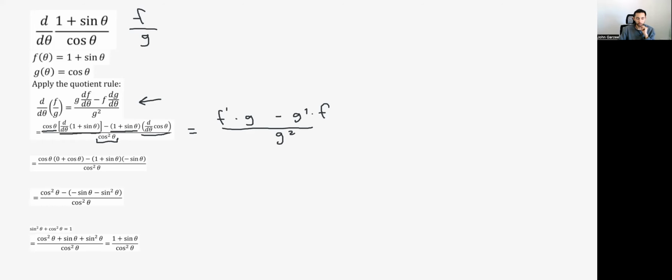So let's figure out the derivative of 1 plus sine. 1 plus sine, well, the derivative of 1 is going to be 0 because it's a constant, and then the derivative of sine is going to be cosine. So that's how you get this. Now let's figure out this part. Derivative of cosine is equal to negative sine. So that's how we get negative sine.